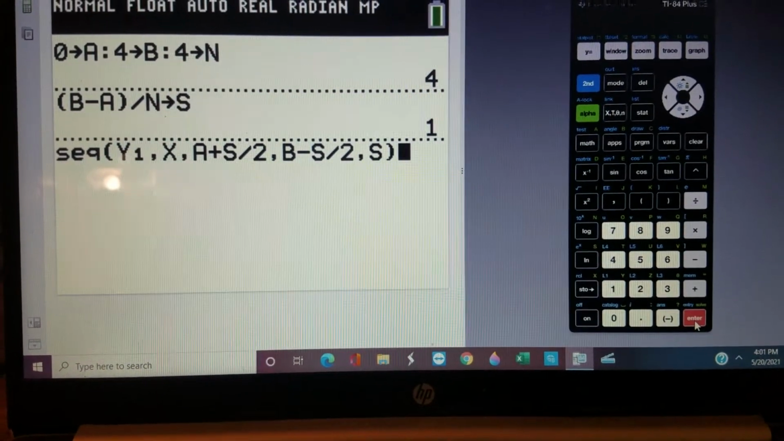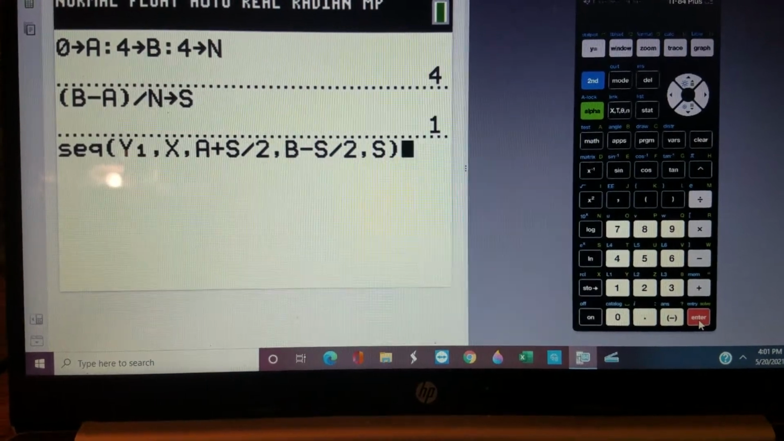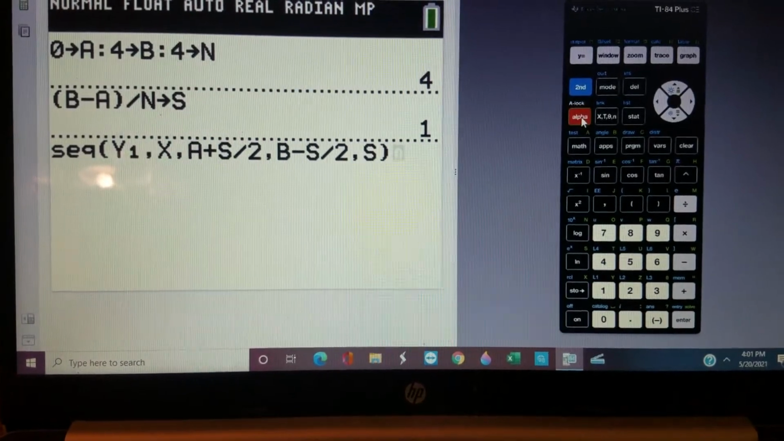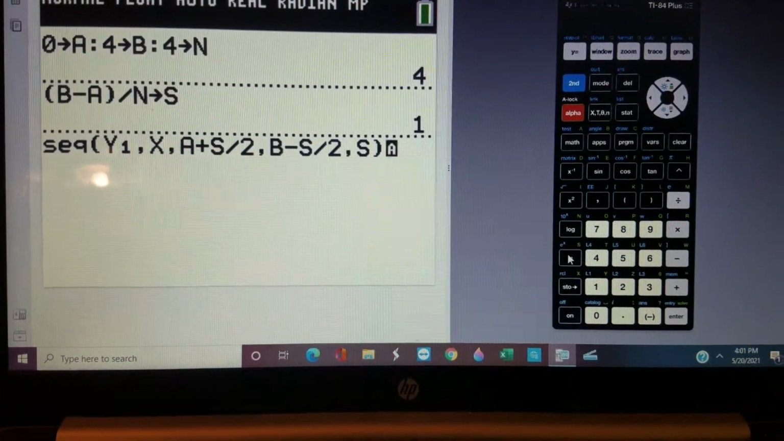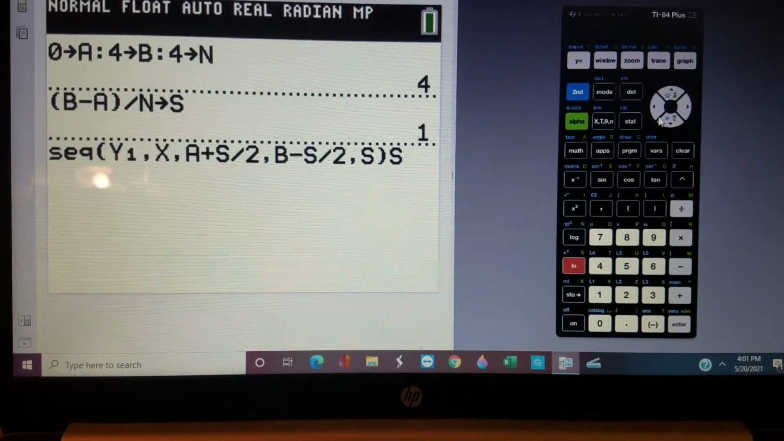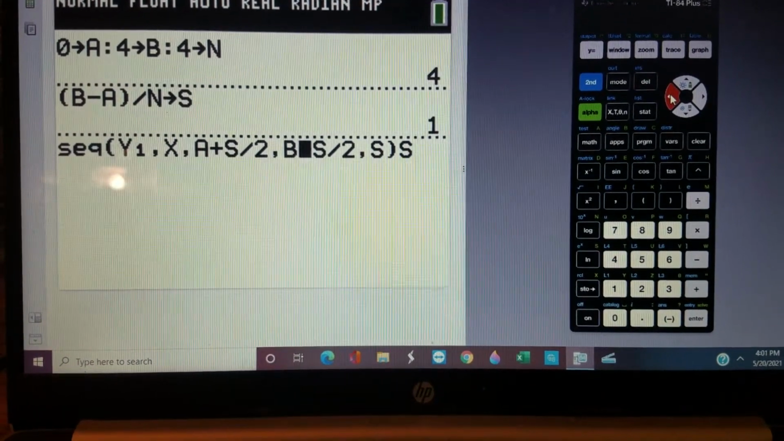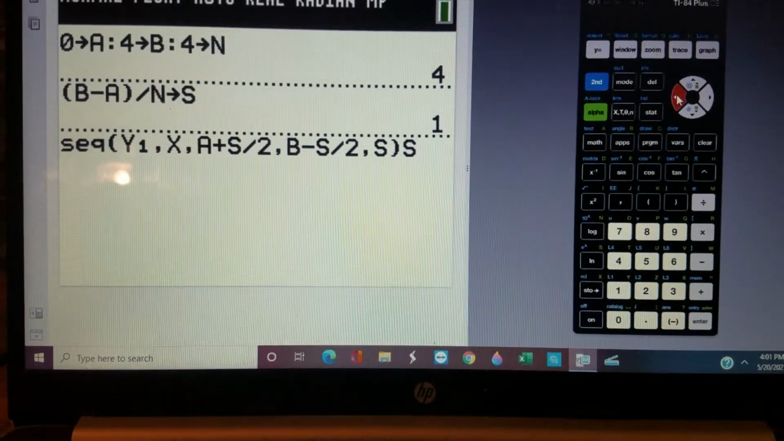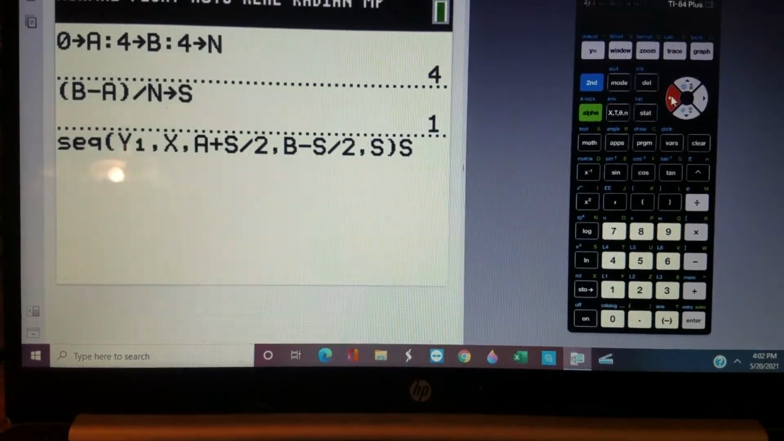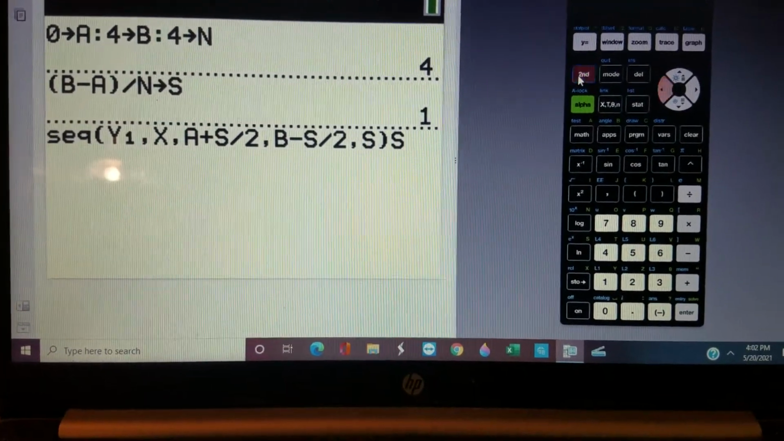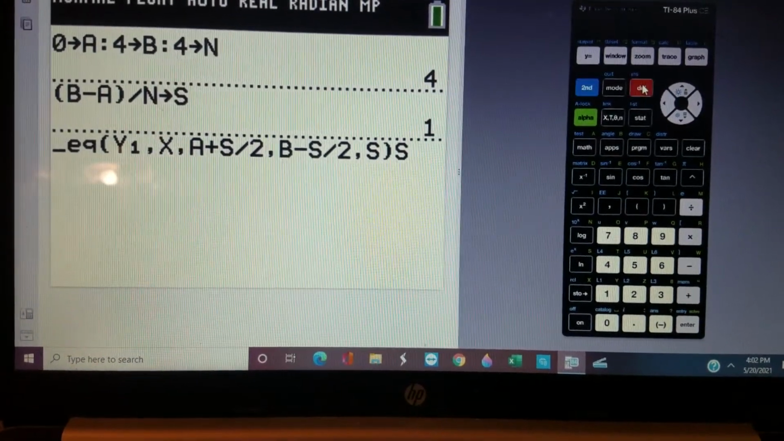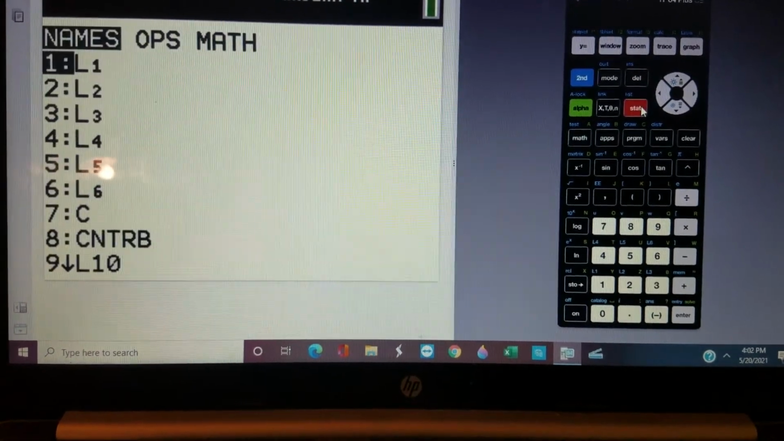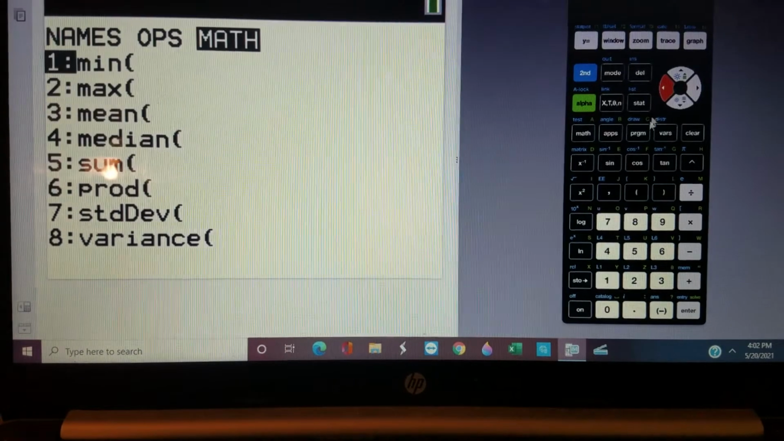This sequence command gives me the height of my rectangles, but I've got to multiply all of them by my width, which is the S. But then finally, to approximate my total area with these rectangles, I need to sum these. So I'm going to go second, insert, second, stat, and sum.